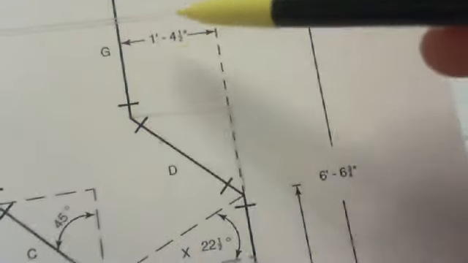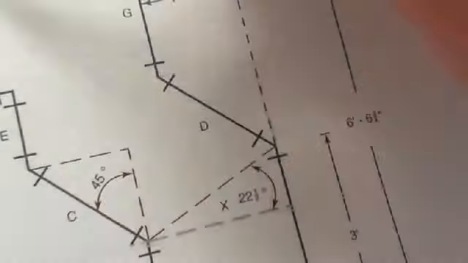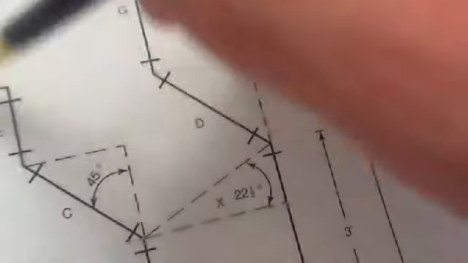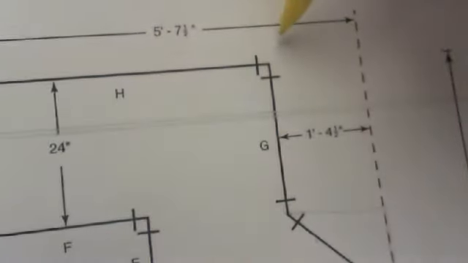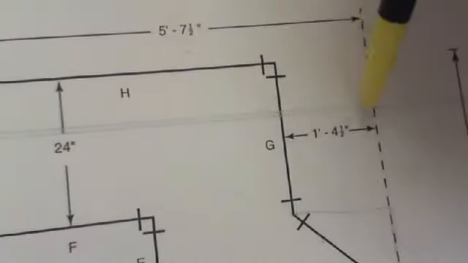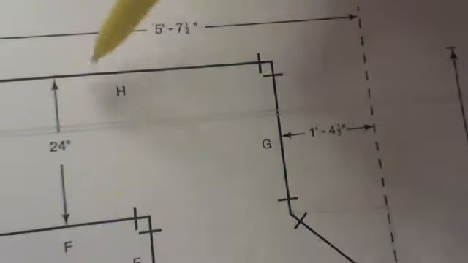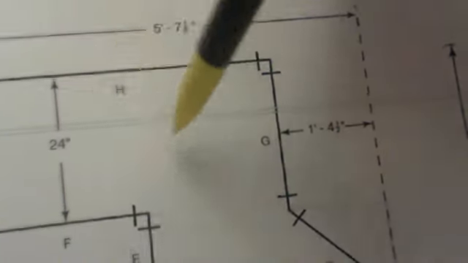I think I got these three to go. For H, I took 5 foot 7.5, subtracted out that 1 foot 4.5, and it gives you H. Then take H and subtract out 24 inches, and that gives you F.